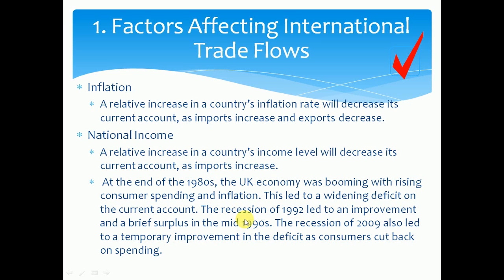The recession of 1992 led to an improvement and a brief surplus in the mid-1990s. When there is a recession, it means the prices come down. So what happened? Exports increase, because when the prices in a country decrease, for foreigners your products become cheap, so they will import more from your country. So when exports increase, the current account will go into a surplus.